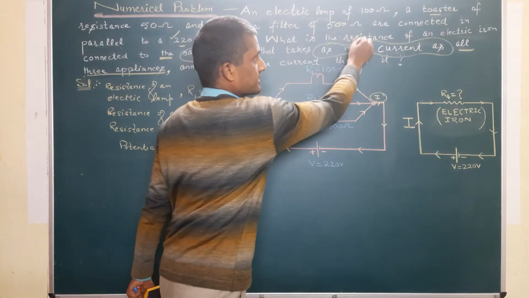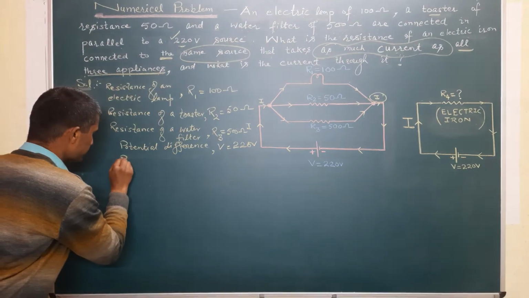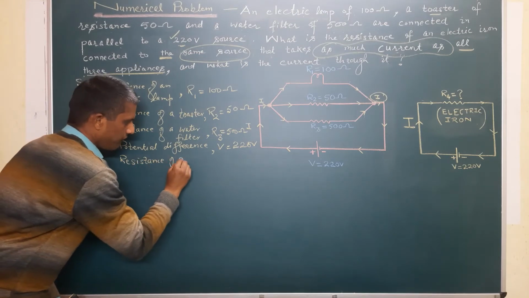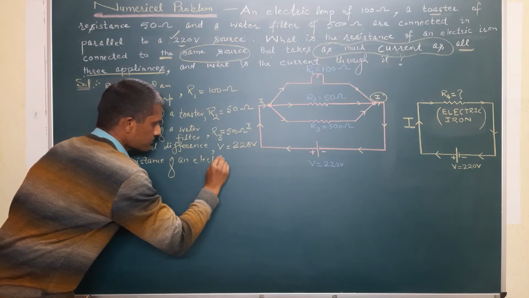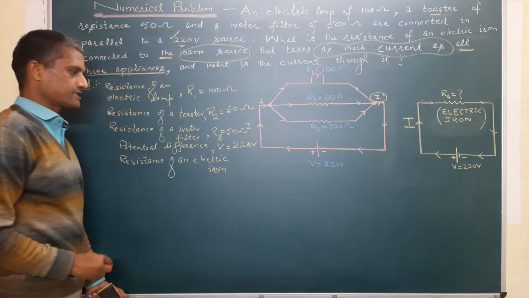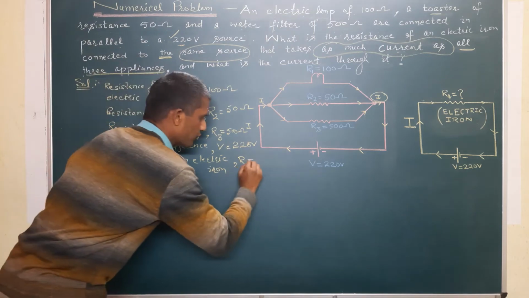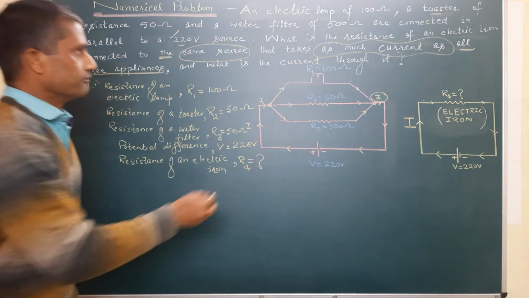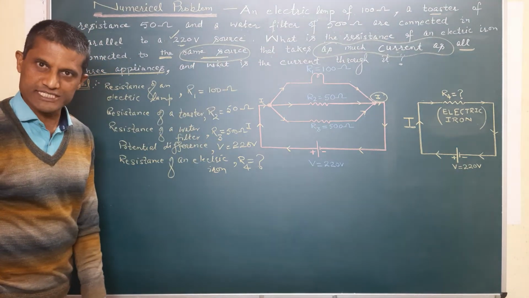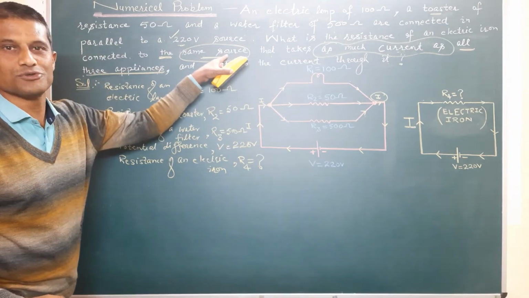Okay, next, what is the resistance of an electric iron? It means the resistance of the electric iron has been asked here. So it is the resistance of an electric iron, considered as R4, with a question mark. What is the resistance of an electric iron connected to the same source? It means the potential difference received by the electric iron is the 220 volt source.